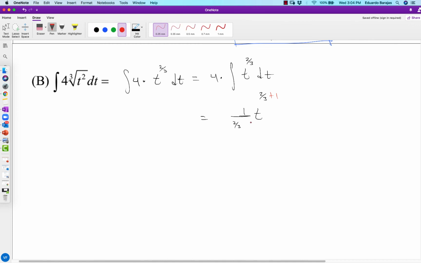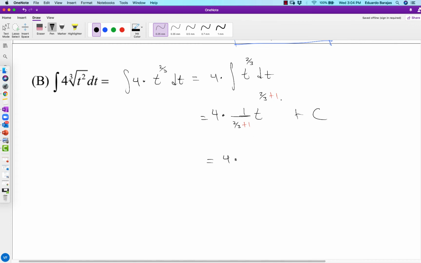2/3 plus 1. And this is 4 times. And then there's that whole plus constant thing. I'm just going to leave that alone and say it's plus some constant. Okay, so then simplifying this just a little bit, we get 4 times.